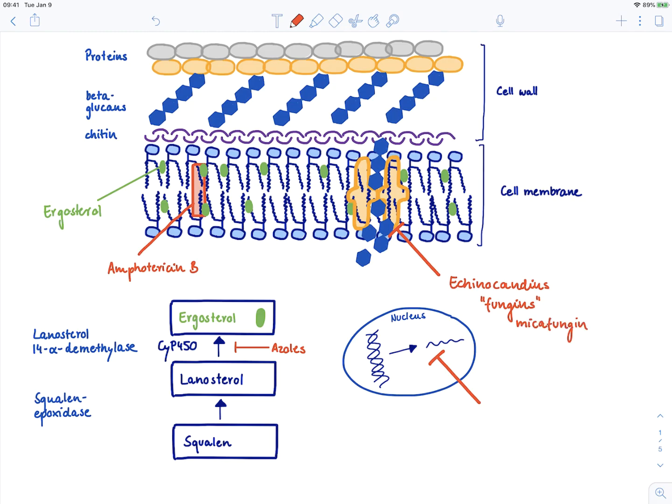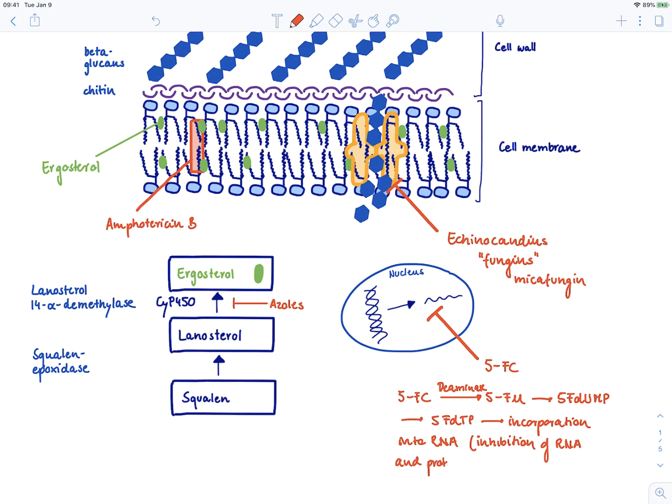And the last drug that I want to mention is 5-FC, 5-fluorocytosine. And this is actually a prodrug that is converted within the fungi by a fungal deaminase to 5-FU. And 5-FU is an important drug that we even use as a cancer chemotherapeutic agent that will be metabolized to 5-FdUMP, and then you make next the triphosphate 5-FdUTP, and then it's going to get incorporated into RNA, and you inhibit RNA and also protein synthesis.